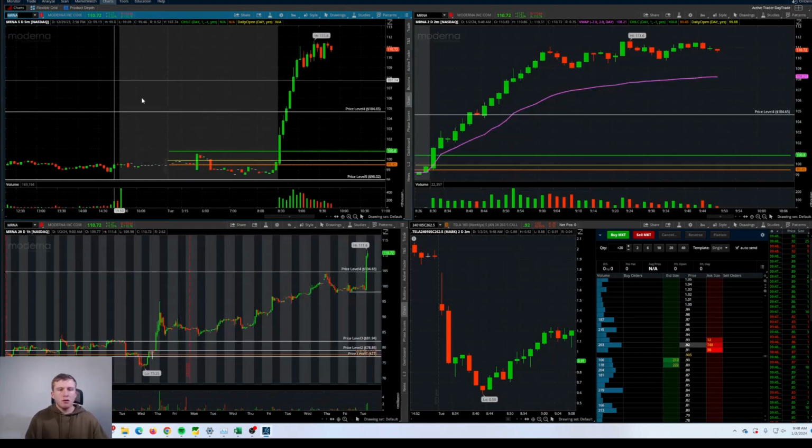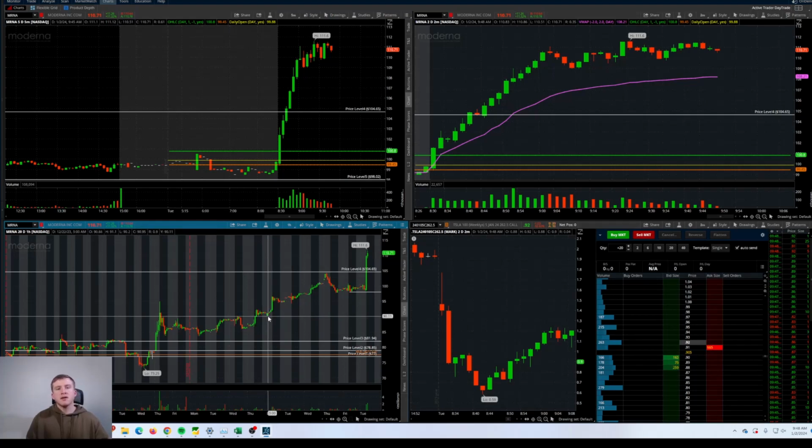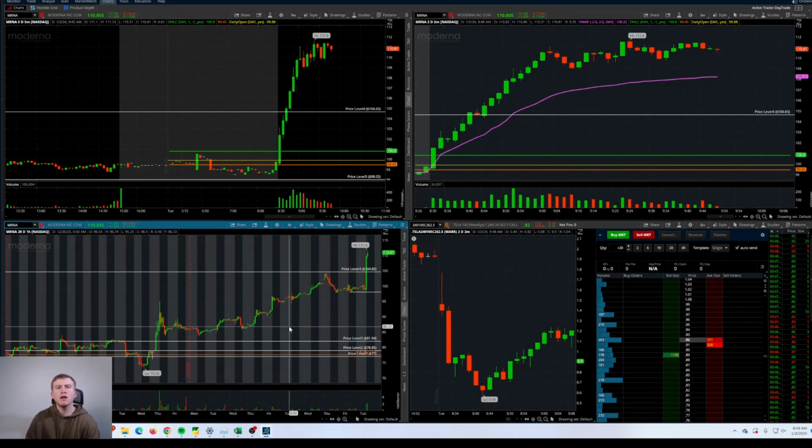Now, let's go into Moderna. This is an example of a strong name in a strong uptrend. So that's the first difference from Amazon to Moderna. Why would we be looking at Moderna longs? Well, look at this trend on the hourly. This is a much stronger trend than Amazon, where we broke down that trend and looked much weaker. This is constant higher highs, higher lows.